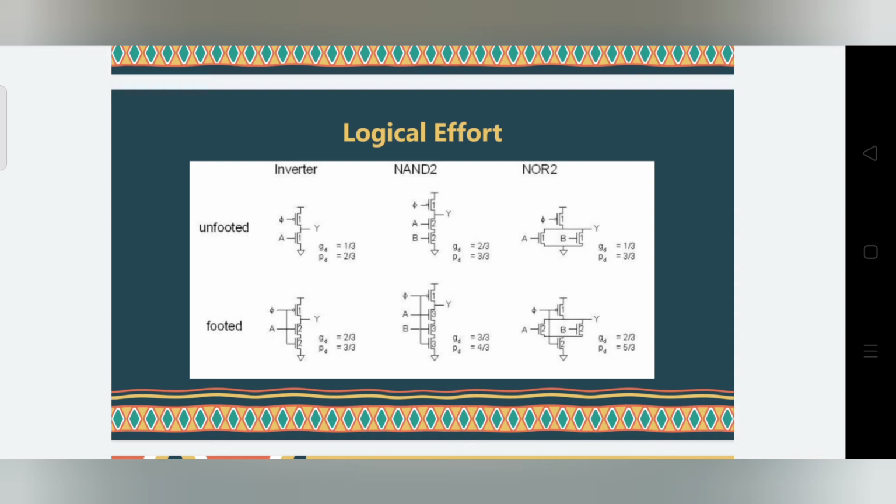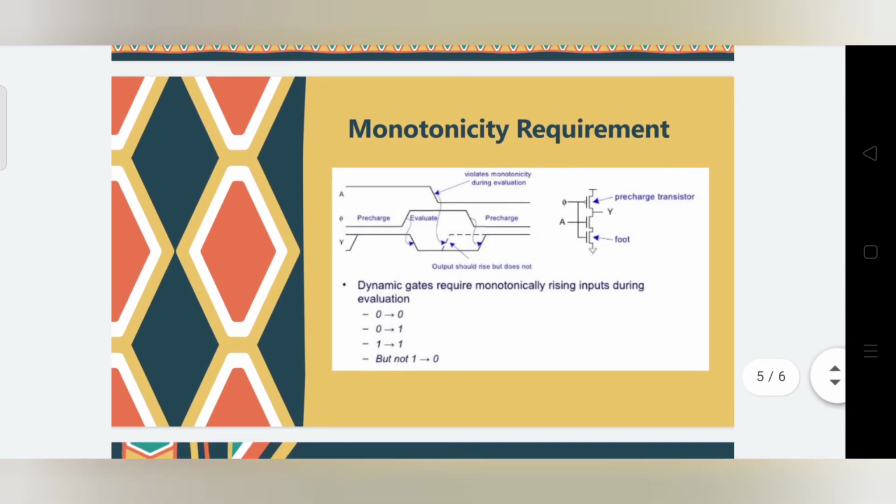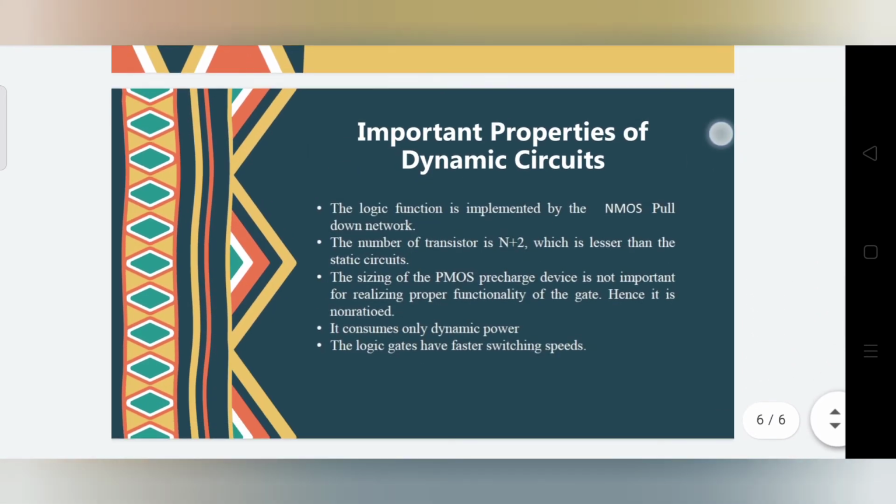See this image, the dynamic circuits are unfooted. The inverter, NAND 2 or NOR 2 gate logical effort is 1/3 or 2/3. While we add FOOT circuits to the dynamic circuits, the logical effort may increase. So, let's see the important properties of dynamic circuits. The logic function is implemented by the NMOS pull-down network. So, we use the pull-up network to drive the circuit.